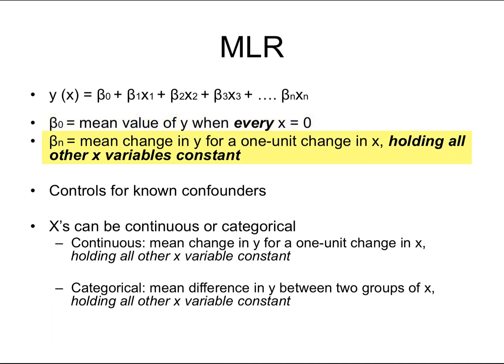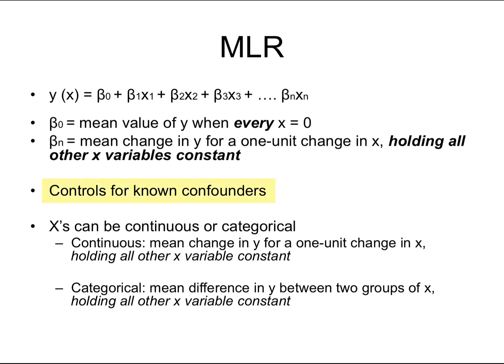And the slope of each explanatory variable represents the mean change in y for a 1-unit change in x, holding all other x variables constant. As I said previously, most health studies are comparative, where we want to look at the independent relationship between a single x variable and y.